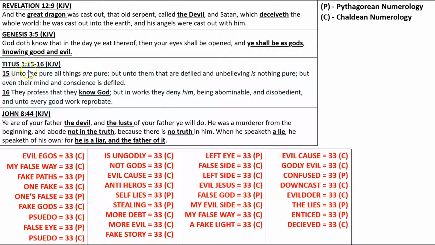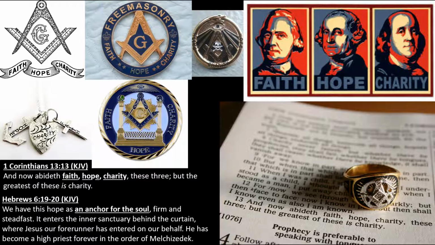Titus chapter 1 verses 15 to 16. Unto the pure all things are pure, but unto them that are defiled and unbelieving is nothing pure, but even their mind and conscience is defiled. They profess that they know God, but in works they deny him, being abominable and disobedient, and unto every good work reprobate.